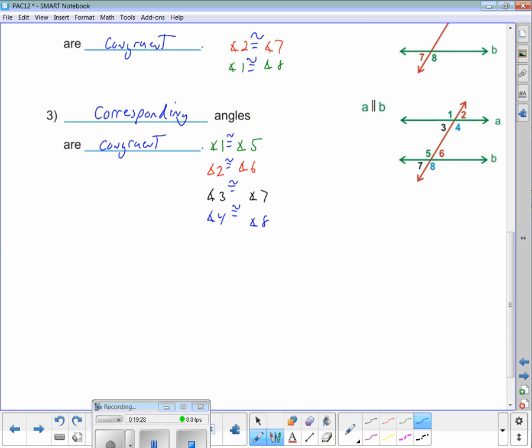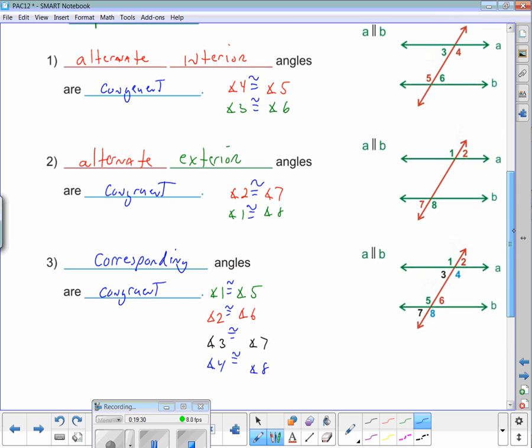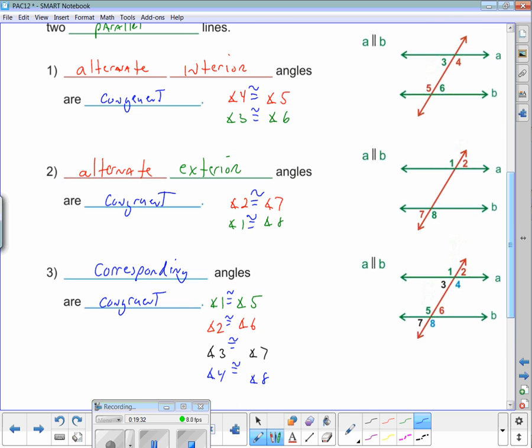So that's a lot of relationships. So again, let me just recap real quickly. Interior and on alternate sides, alternate interior. They're going to be congruent. That pair and then that pair. Alternate the line and go exterior, right? Like 2 and 7 are alternate exterior. 1 and 8 are alternate exterior.